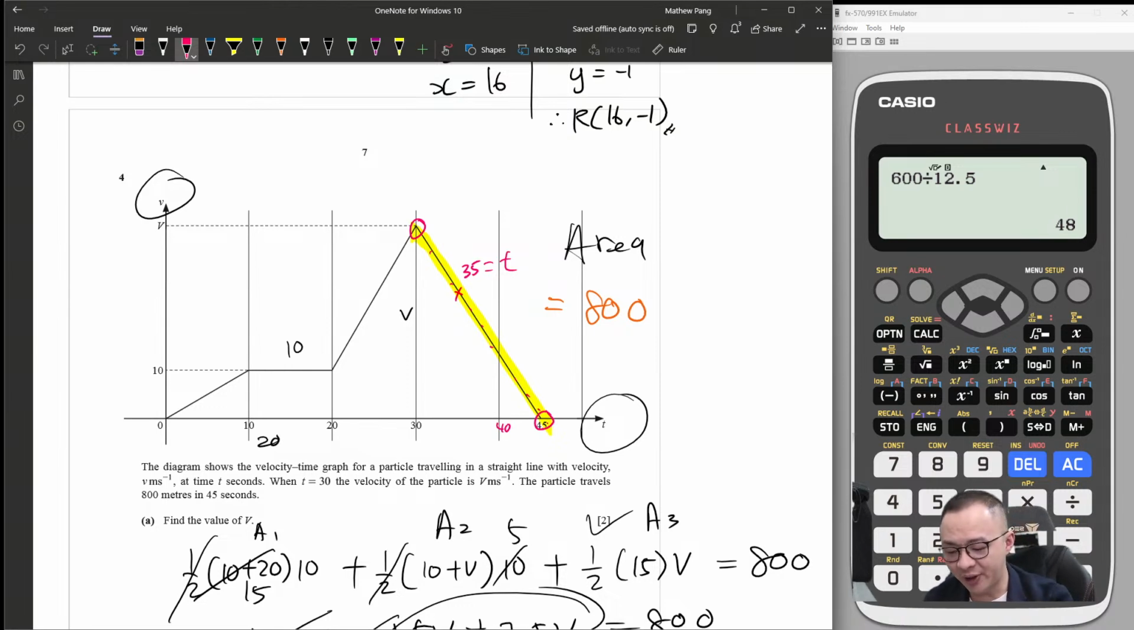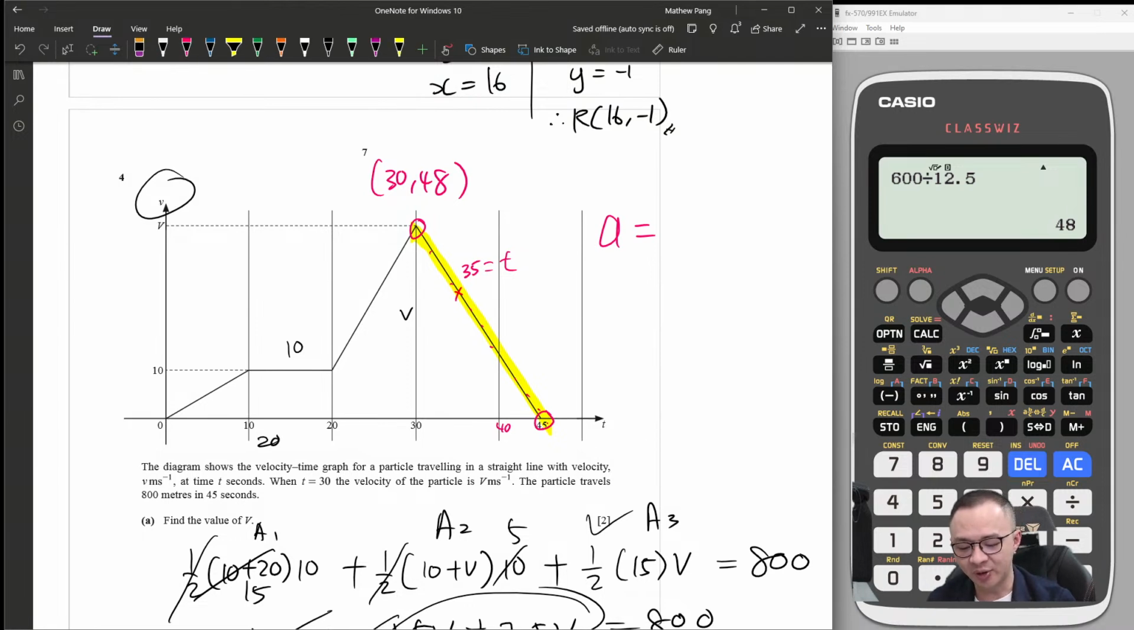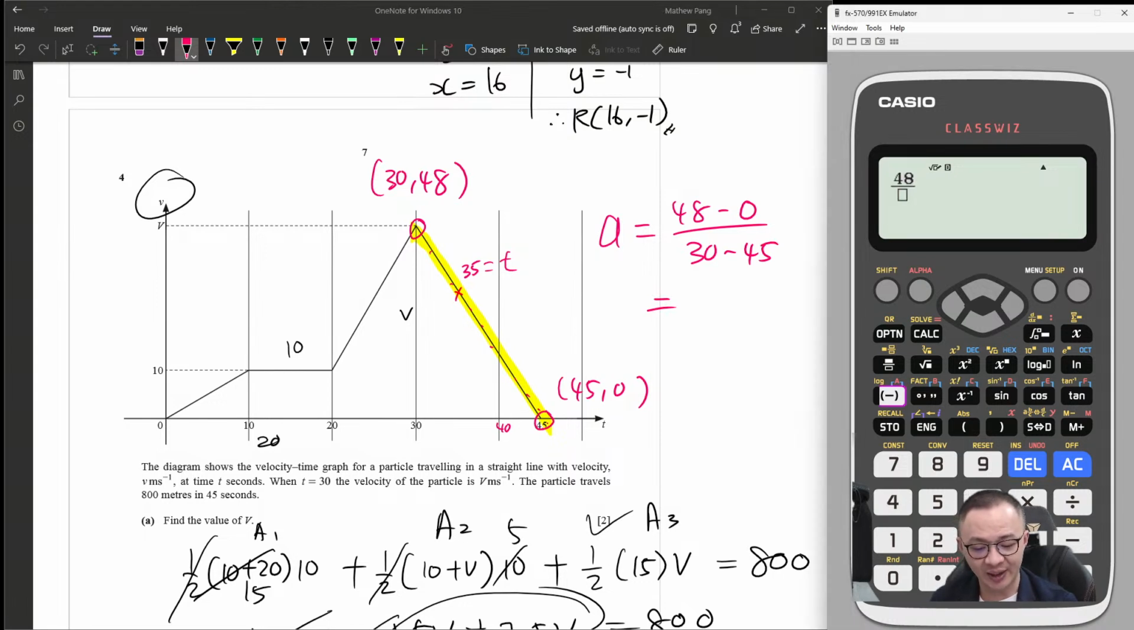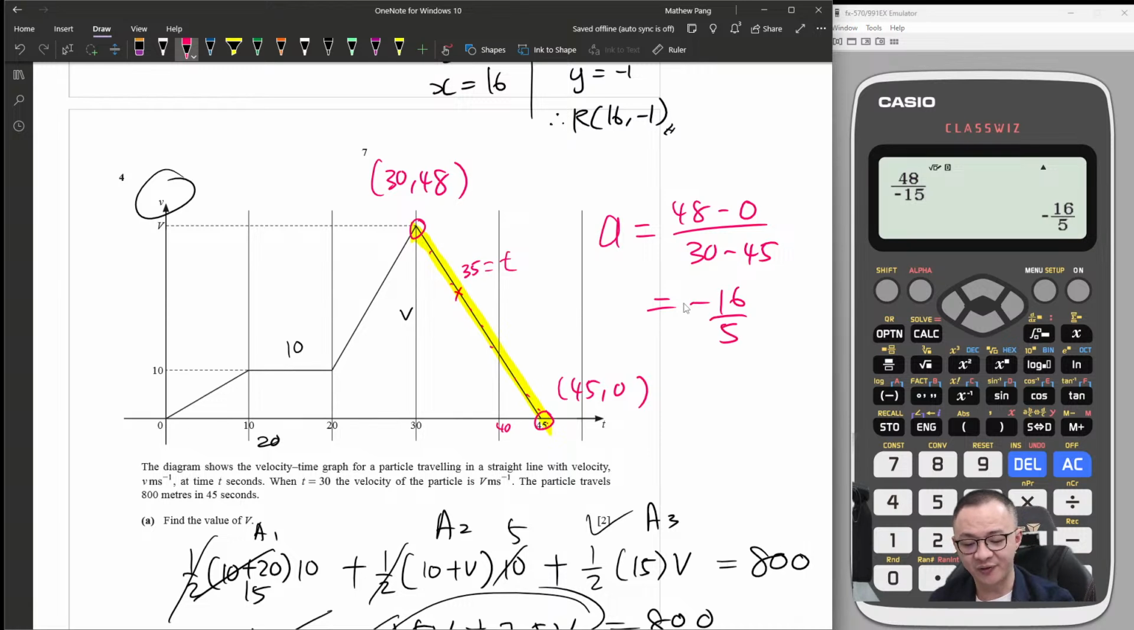So right now we just found a v. v is 48, so this coordinate is 30, 48. Then we just need to find the acceleration. Acceleration is the gradient. The bottom one is 45, 0. So 48 minus 0 over 30 minus 45. So it's 48 divided by negative 15. So it's negative 16 over 5.